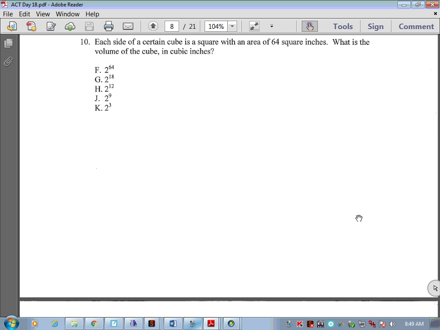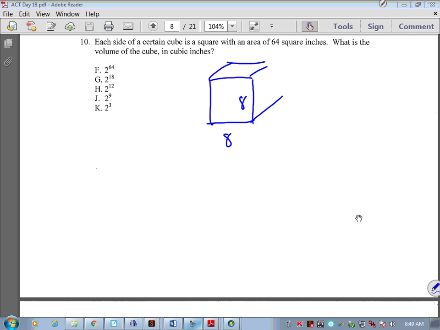So what we're saying here is that if each side of a square has an area of 64, it's a square, so we're going to take the square root of 64, which is 8, right? So this is 8 by 8, but it's a cube, right? So we're saying that the depth is 8. All right, so we need to find the volume of the cube. So it's 8 times 8 times 8, which for sake of time is 512.